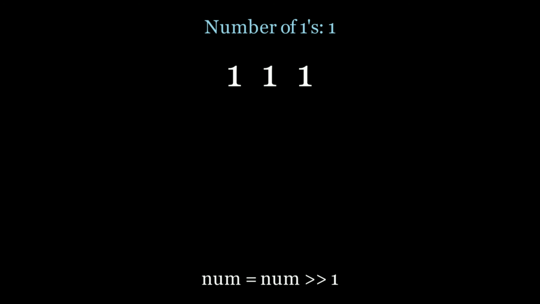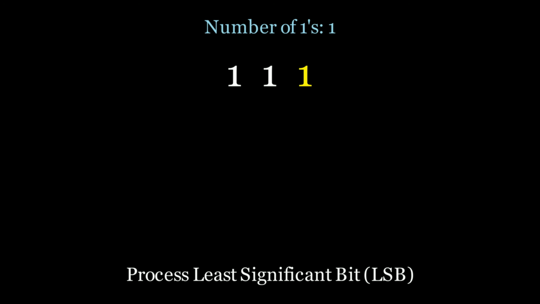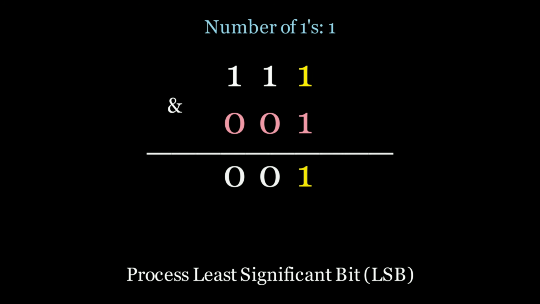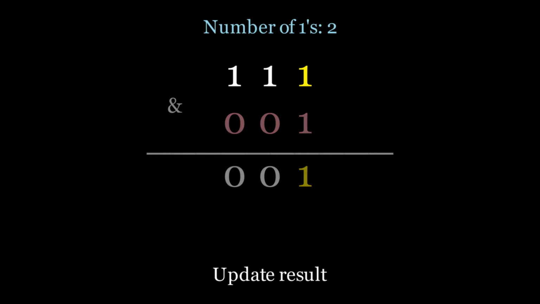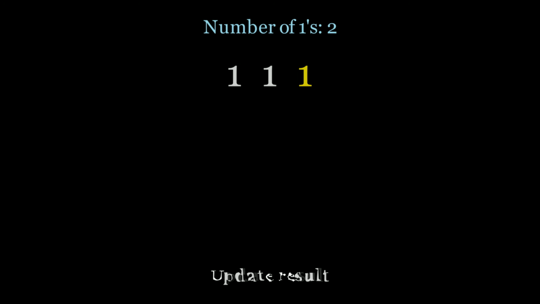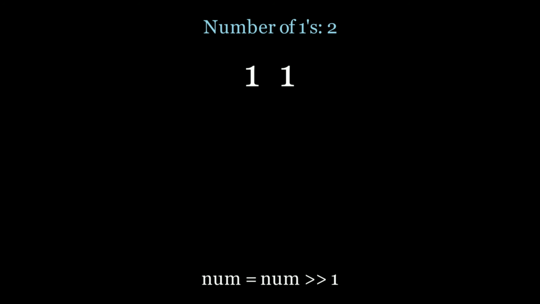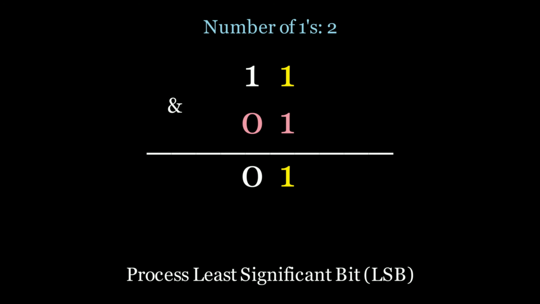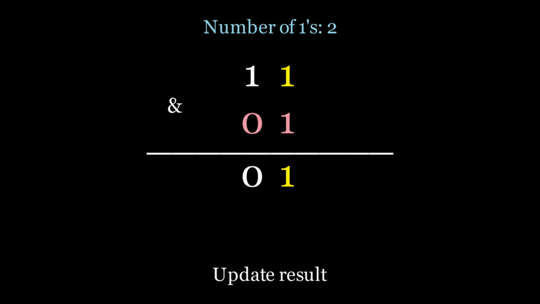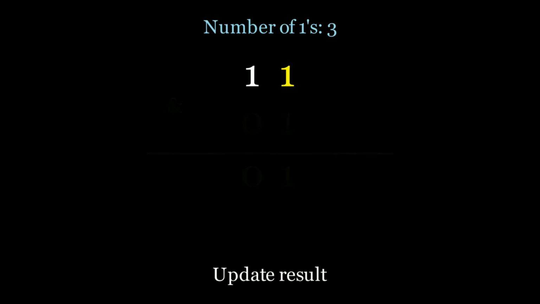So we're left with 1, 1, 1. We're going to do the same thing. Process the least significant bit, AND it with 1, and we get 1. So update our result. The number of ones is now 2 that we saw. Now let's shift to the right by 1, and we're left with 1, 1. Now we process the least significant bit, we AND the number with 1, and we're left with 1. So update the result, add 1 to it, which is 3. We've seen 3 ones so far.